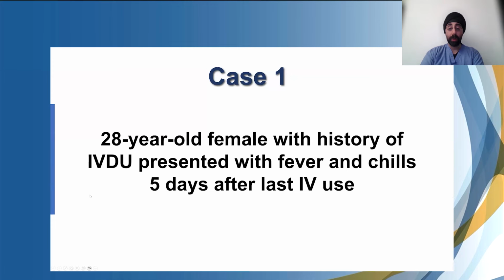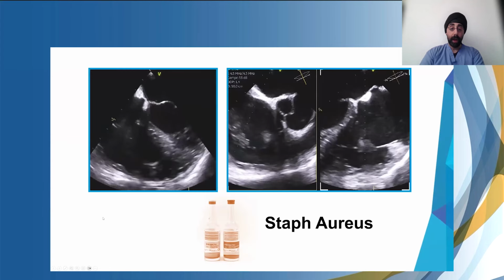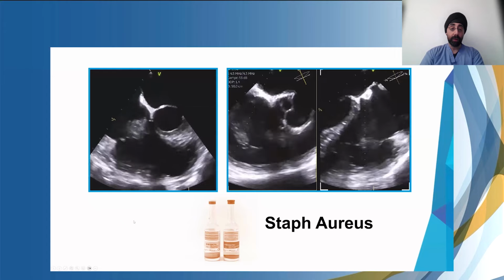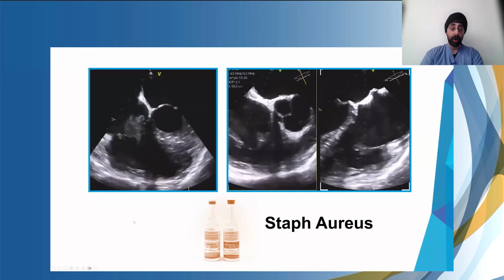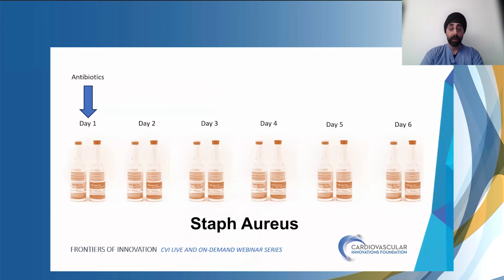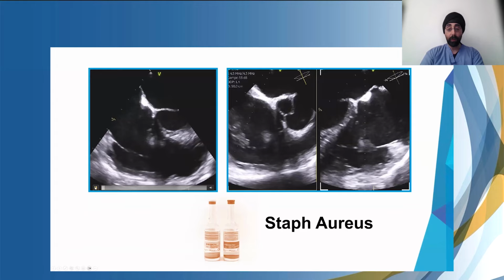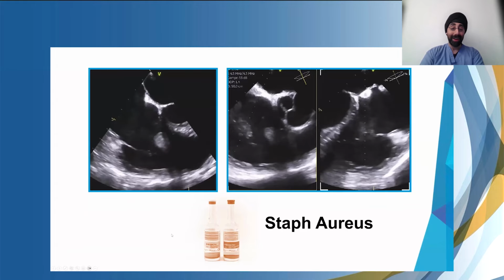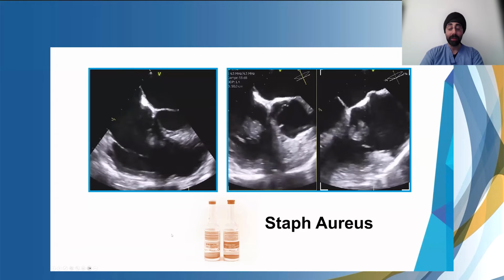This is a 28-year-old woman with a history of IV drug use, presented with fever and chills 5 days after her last use. And as you can see here, there's a significant lesion on the tricuspid valve. I think this is something that all of us, when you see this in the echo lab, you get excited that that's quite a large vegetation.